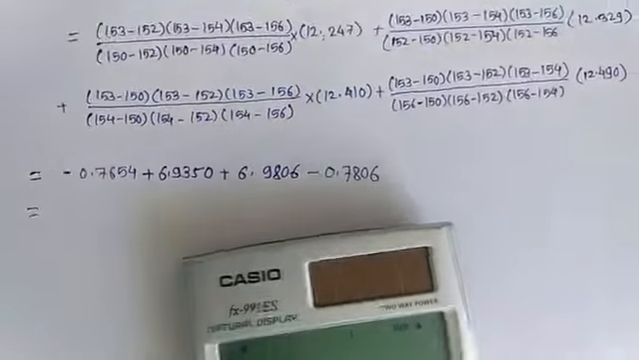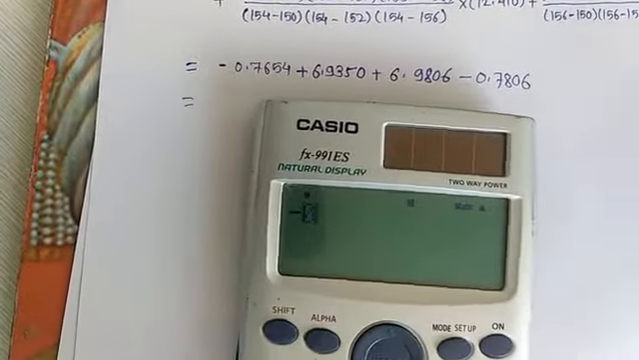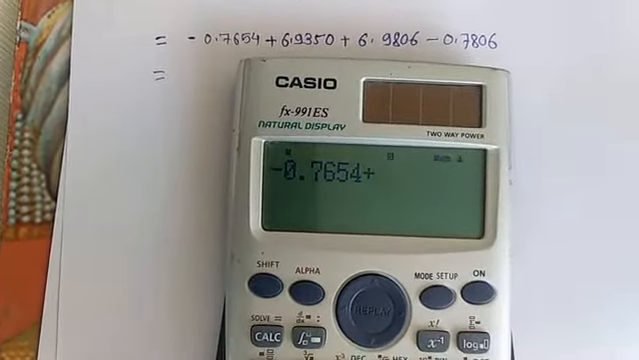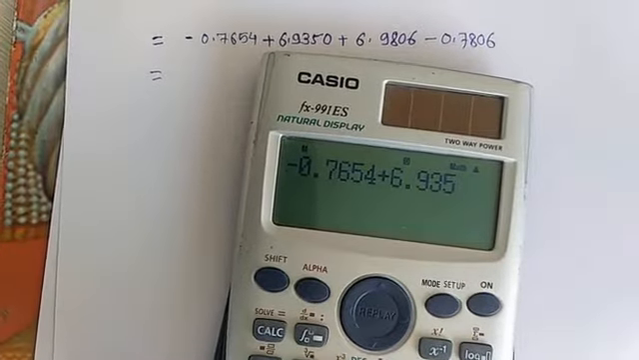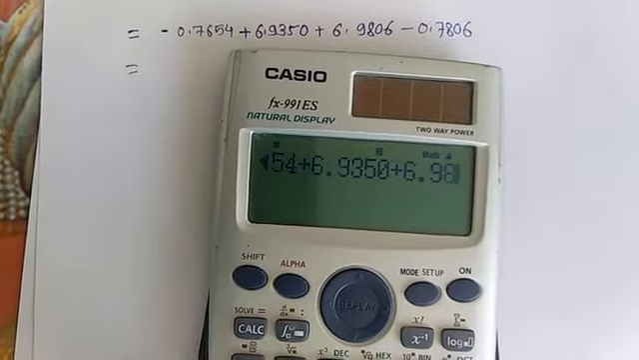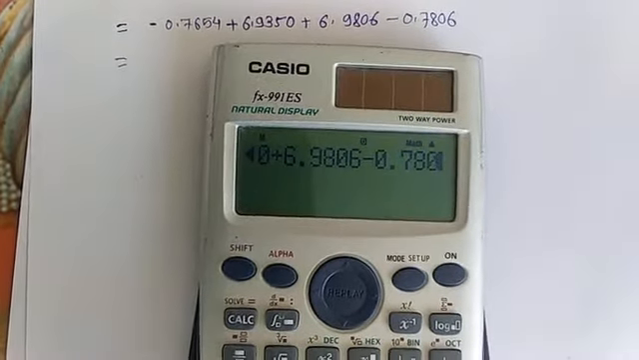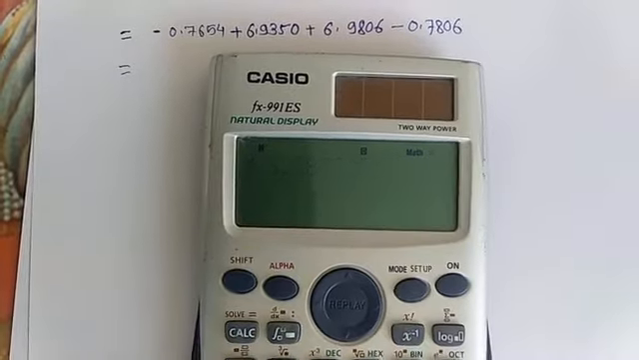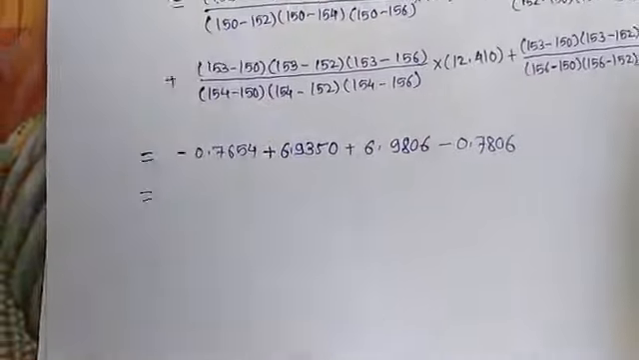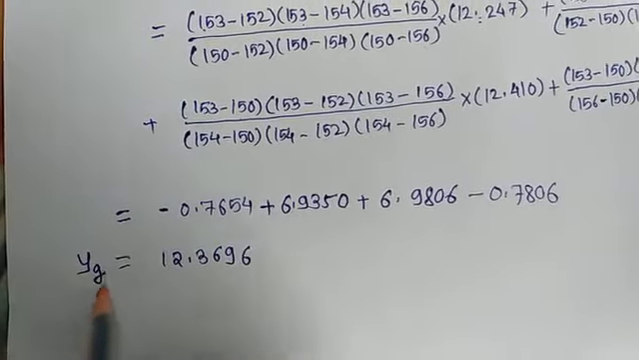Now we will calculate all of this. Minus 0.7654 plus 6.9350 plus 6.9806 minus 0.7806. It gives us the answer 12.3696, which is our value of y.